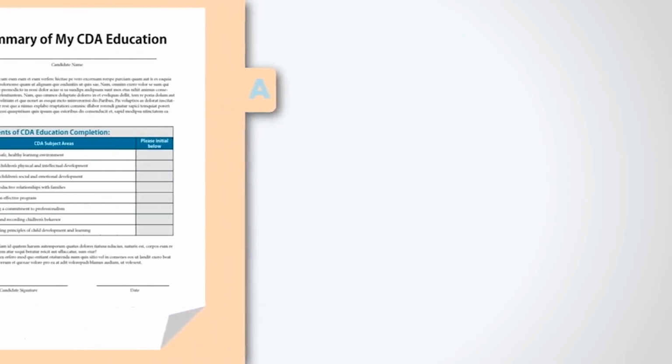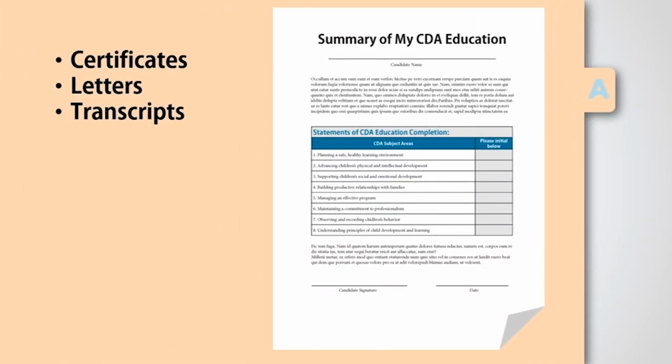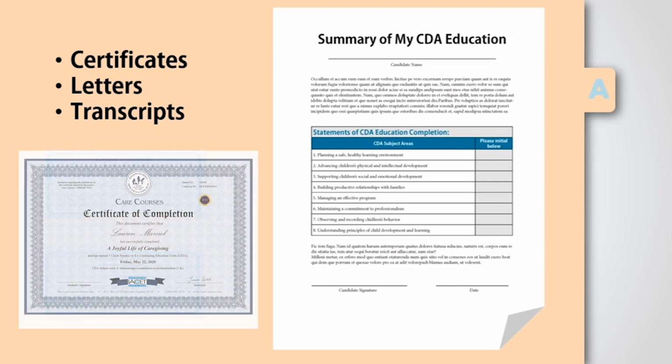The contents of Tab A in your portfolio will include the cover document titled Summary of My CDA Education, followed by all of your training certificates, letters, or transcripts. For example, include your Care Courses certificates or transcript in this section. Your PD specialist will review the training checklist and training documents during your verification visit.